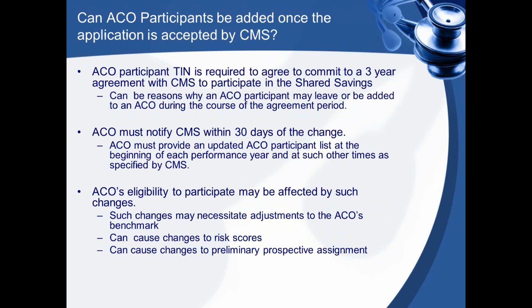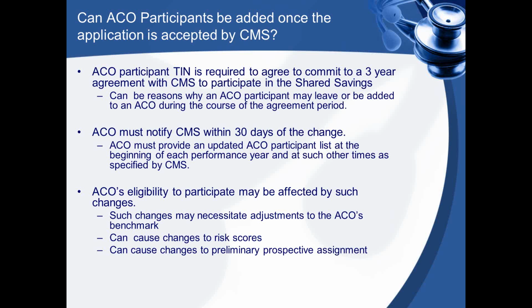Now, can you add participants once you have an application that's accepted? Yes. First of all, when we're accepted, anybody that applies under the ACO application applies for a term of 3 years. But Medicare realizes there's going to be some additions and some losses for various reasons. All we have to do is make sure we notify them within 30 days, and we make sure we update them as they require.